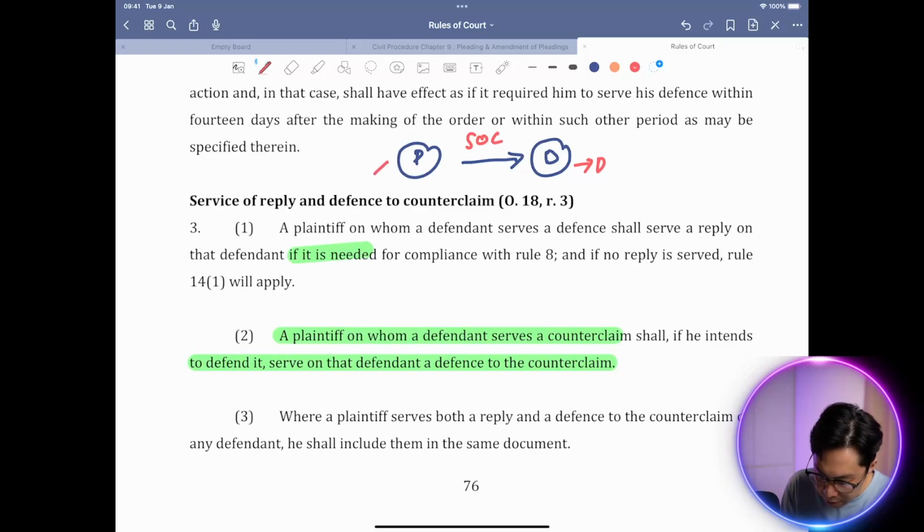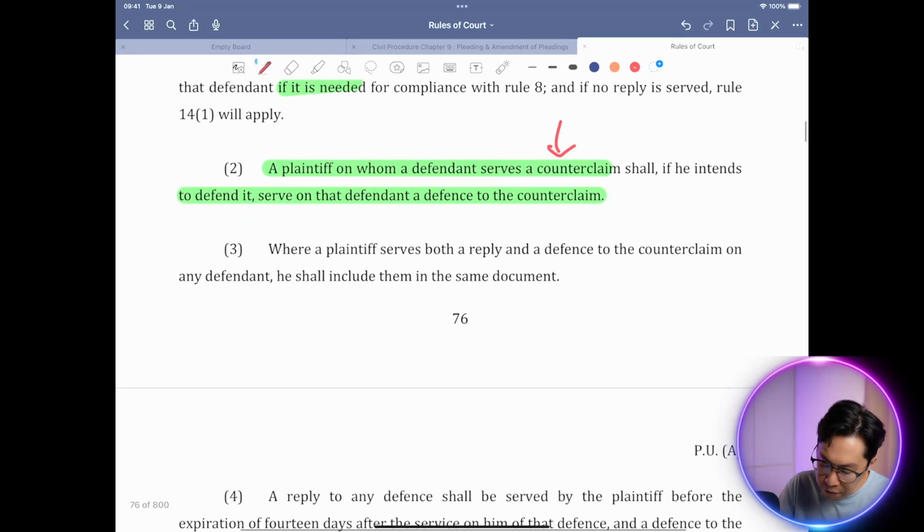This guy becomes the defendant, because now you have a counterclaim. This one is a counterclaim, all right? The plaintiff shall, if he intends to defend it, serve on the defendant a defense. So the plaintiff now becomes a defendant in the counterclaim and serves a defense on the defendant. Where a plaintiff serves both a reply and a defense to a counterclaim on the defendant, he shall include them in the same document.